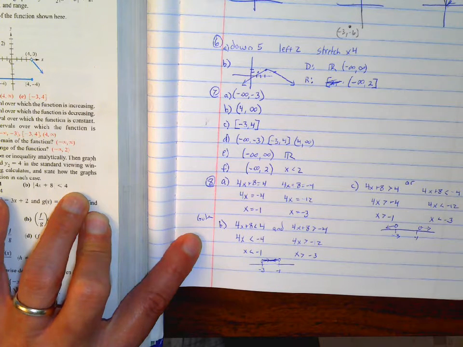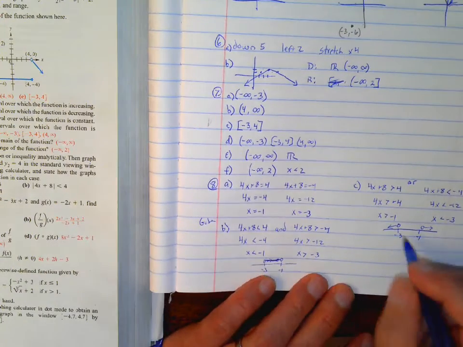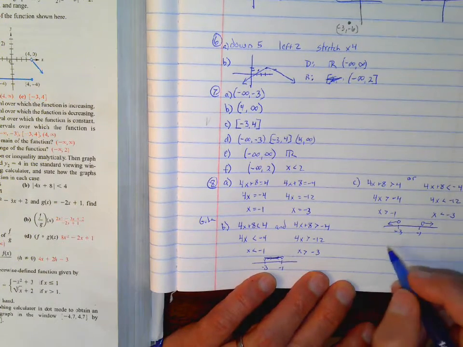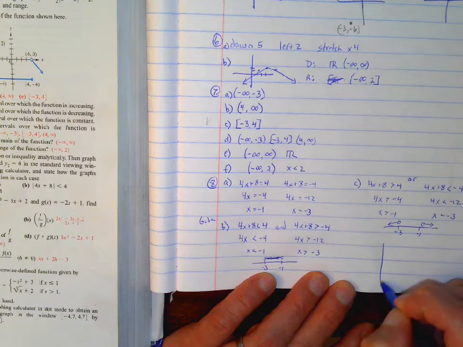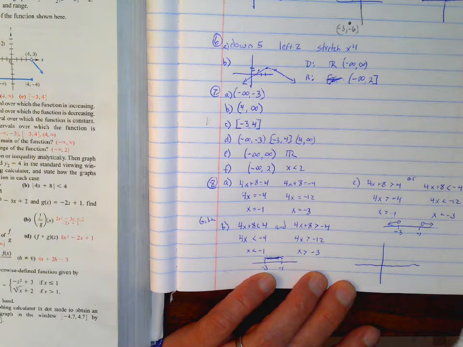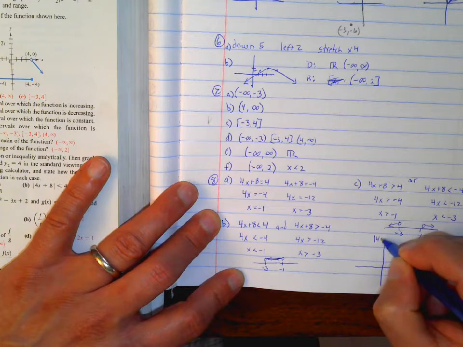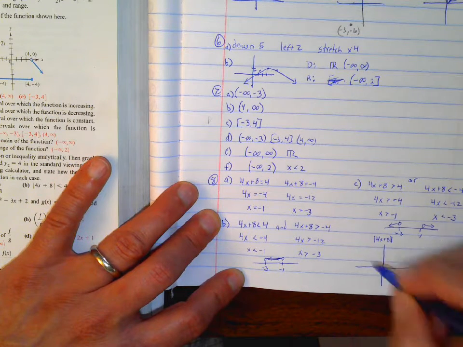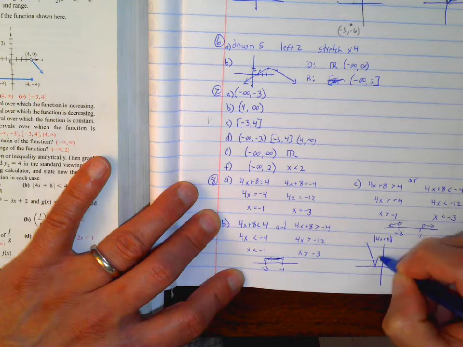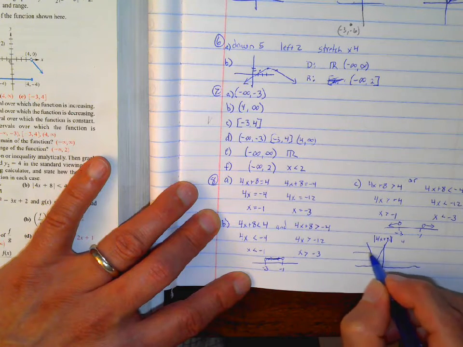Okay, so there we have our graph. Okay, now let's think about this. They want us to look at this graphically as well. Okay, so if I think about this graph here, we have the absolute value of 4x plus 8. If you graph the absolute value of 4x plus 8, that graph looks like this. And if you graph y equals 4, it looks like this.